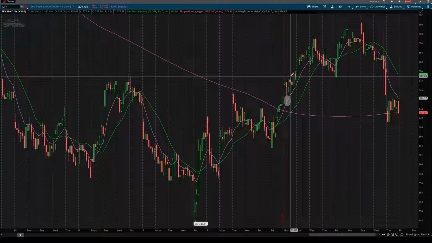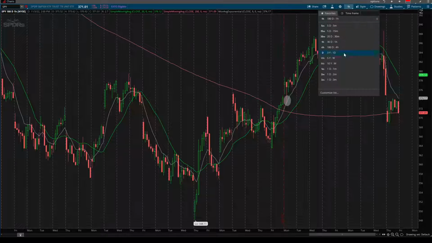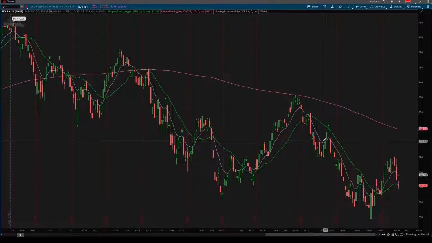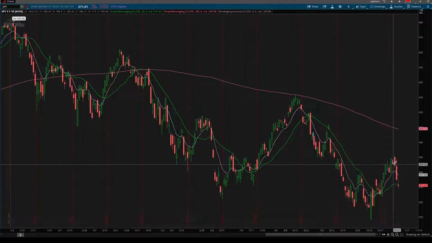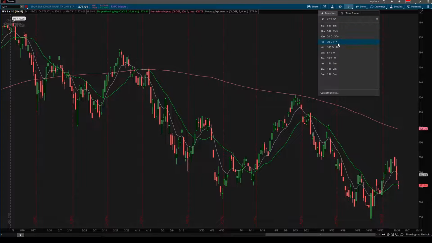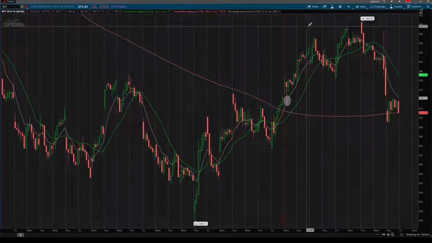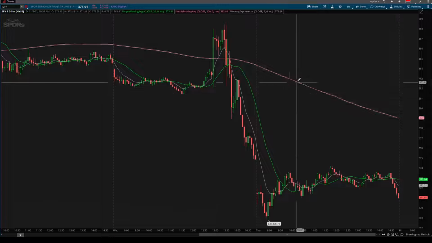So what to remember, though? The 9 and the 20 on the daily. Let's go back to it. 9 and 20 on the daily, right? That's what you want to be looking for when those cross. On the hourly, you want to look for the 9 and the 200. And you can also look at a 5-minute, guys.